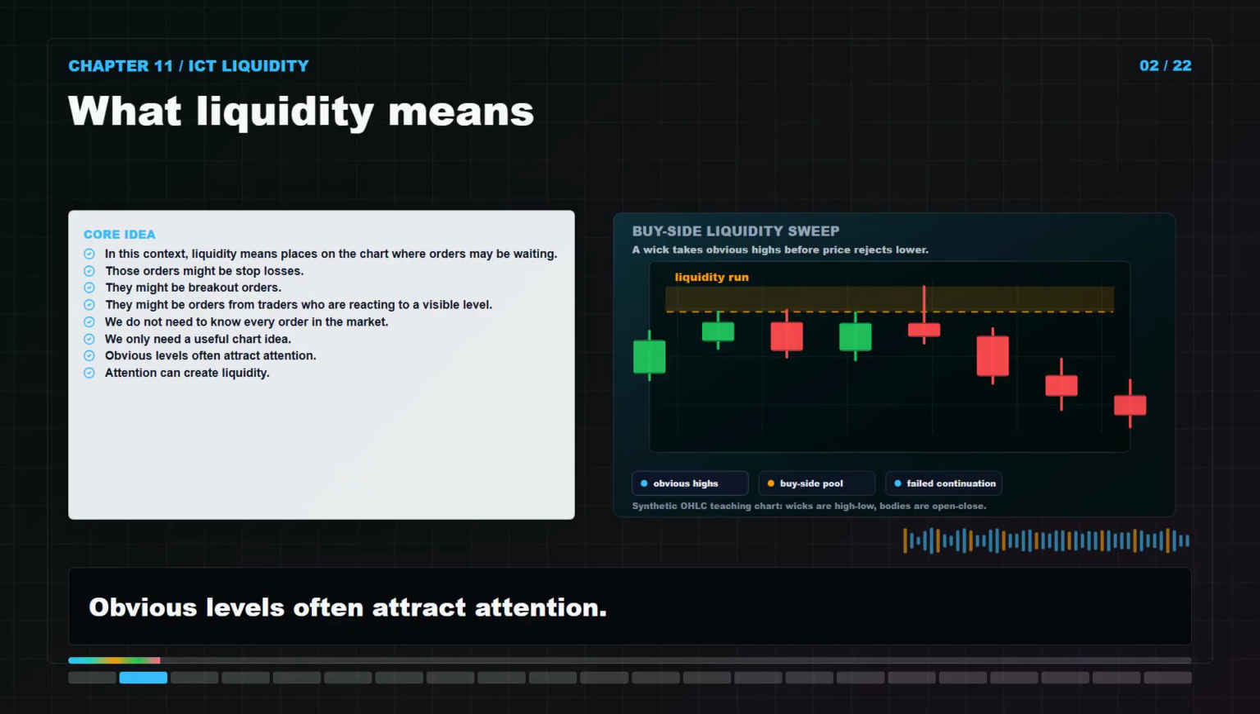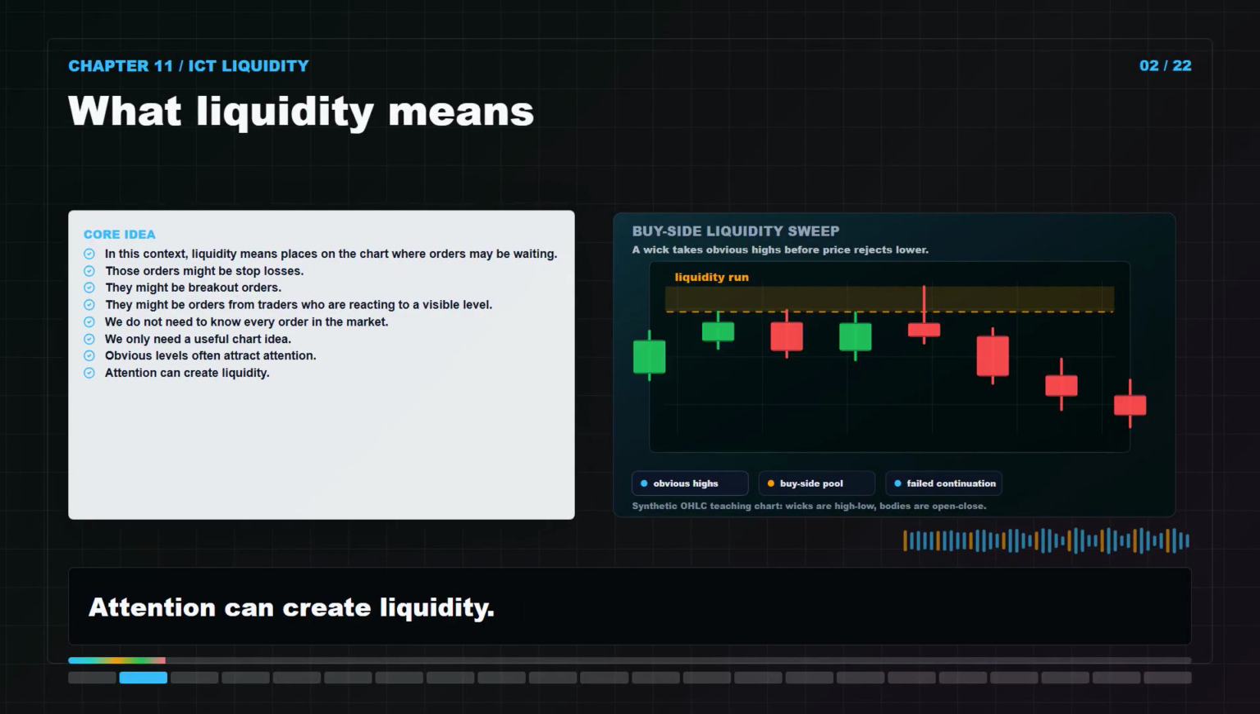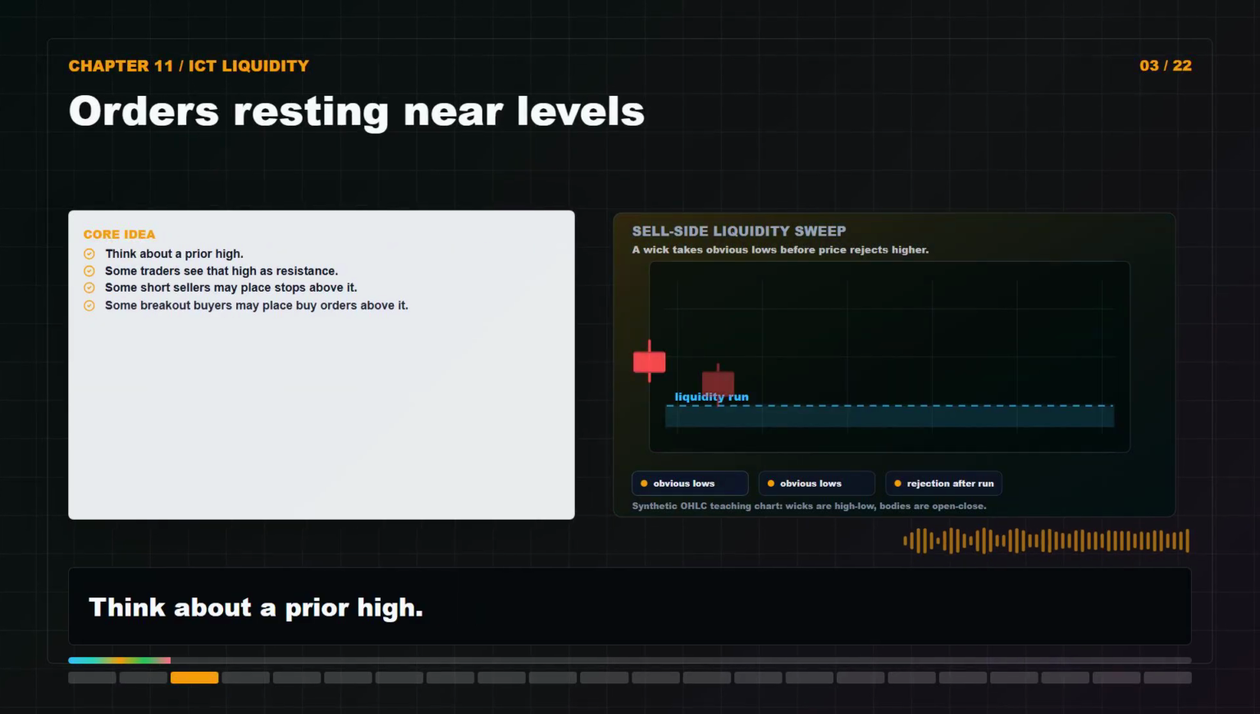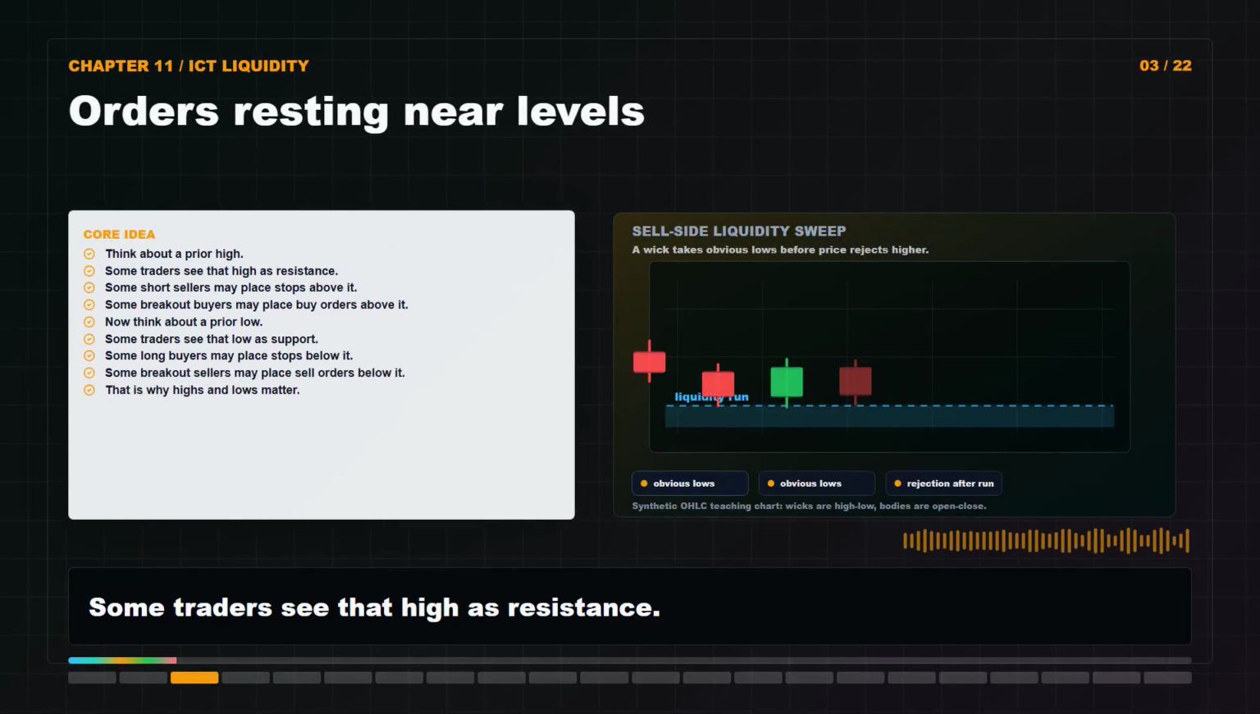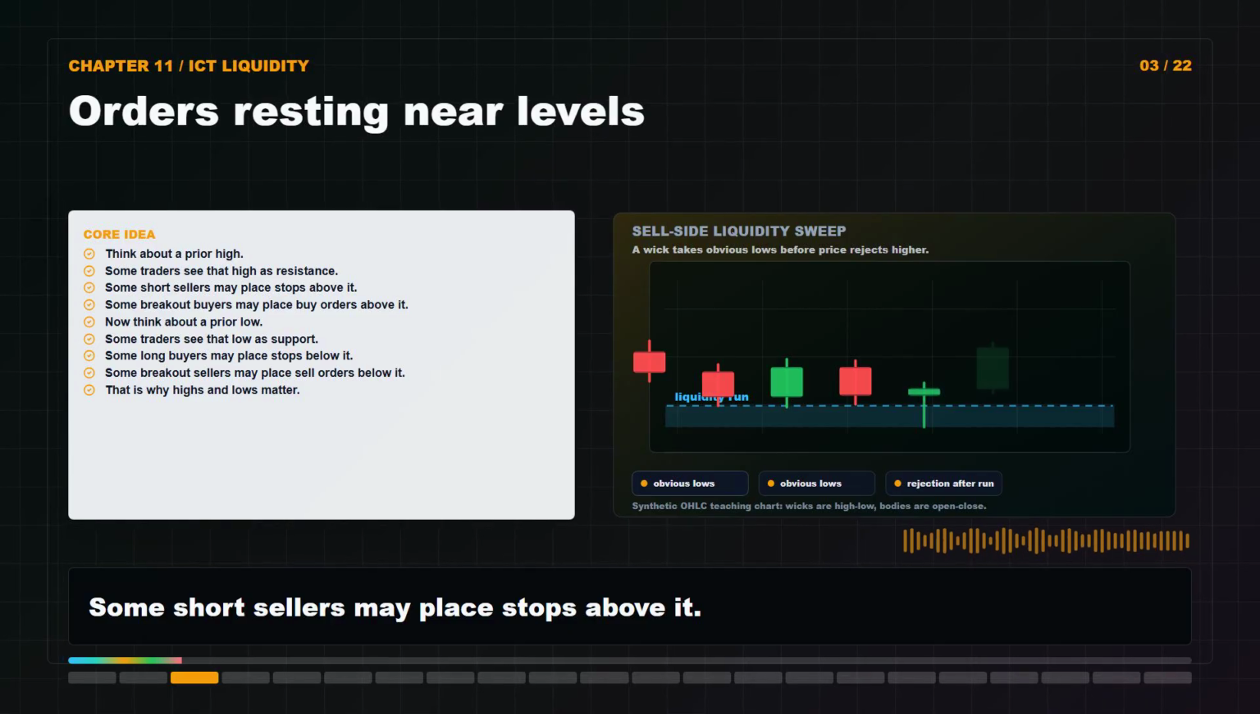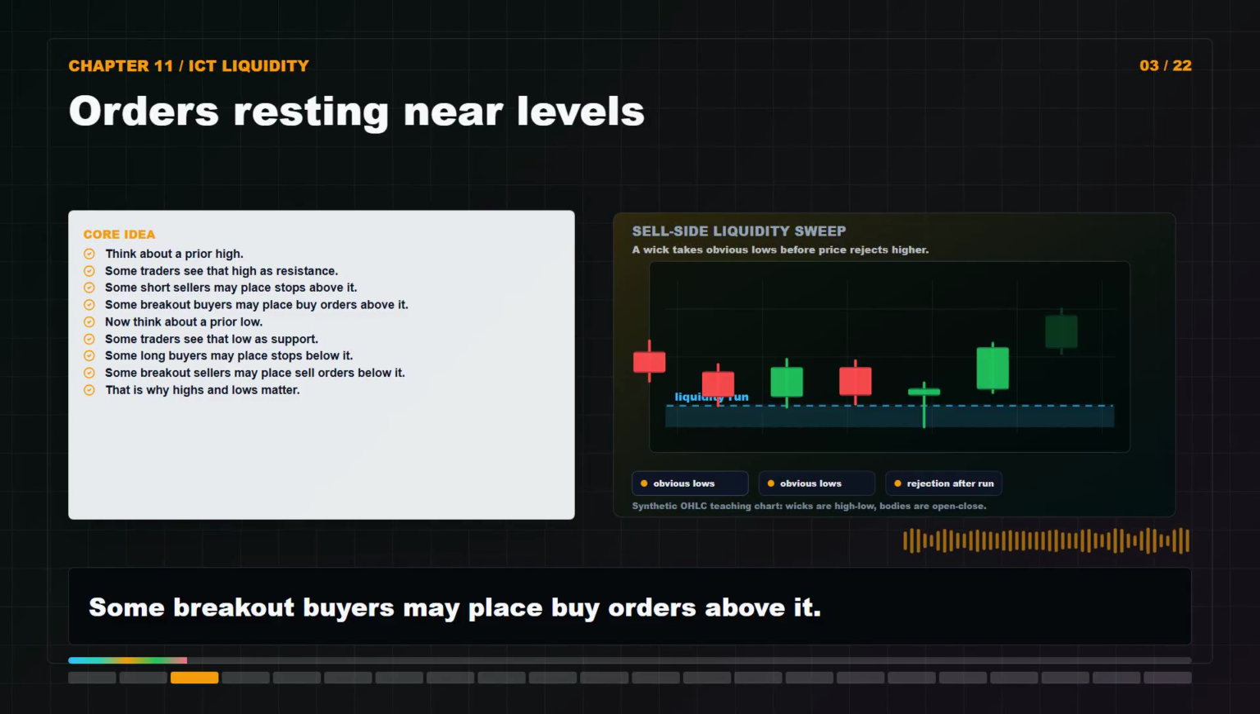Obvious levels often attract attention. Attention can create liquidity. Think about a prior high. Some traders see that high as resistance. Some short sellers may place stops above it. Some breakout buyers may place buy orders above it.